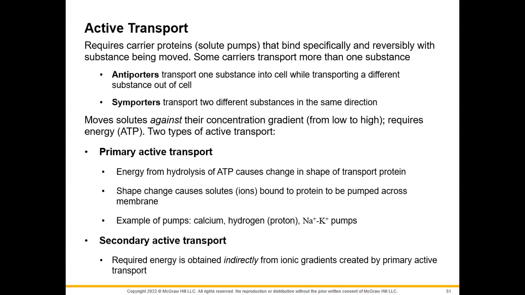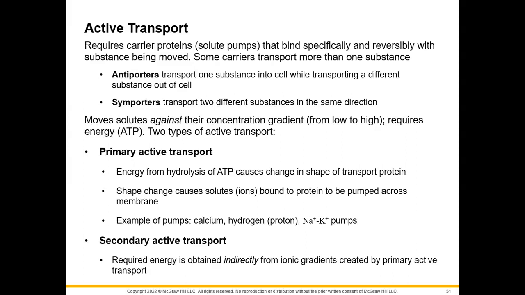Active transport requires carrier proteins that we call solute pumps. They bind specific substances reversibly, allowing the substance to be moved across the membrane. Some carriers can transport more than one substance at a time. Antiporters transport one substance into the cell while transporting a different substance out of the cell. Symporters transport two different substances in the same direction.